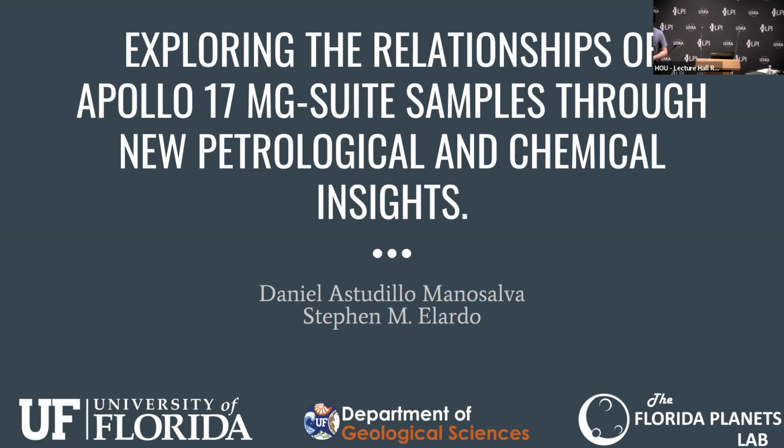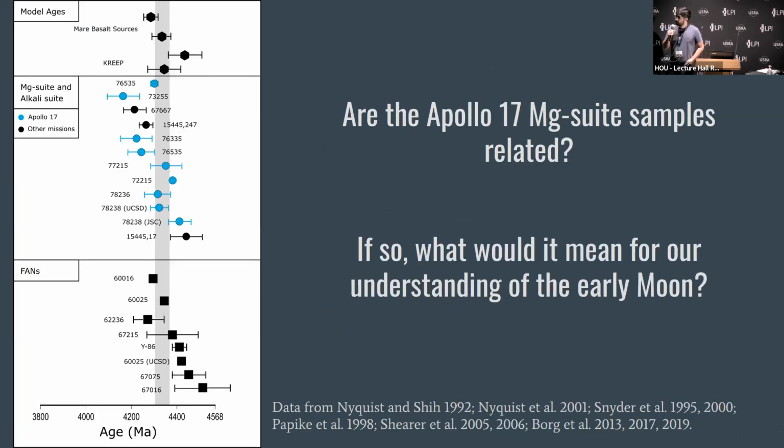So me and Steve have been looking at the magnesium suite samples from Apollo 17. Why have we been doing this? If you look at this plot that I have here, the summary of ages that we have for most of the highland rocks. In the middle there, you see the magnesium suite rocks. All but three of them come from Apollo 17 rocks.